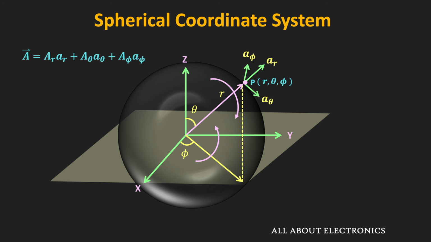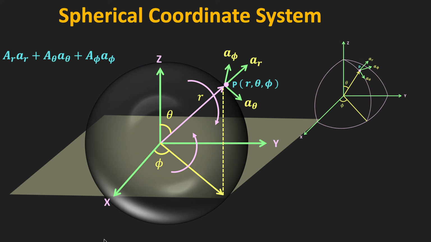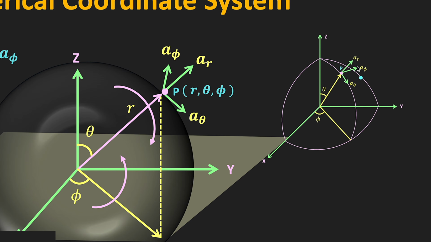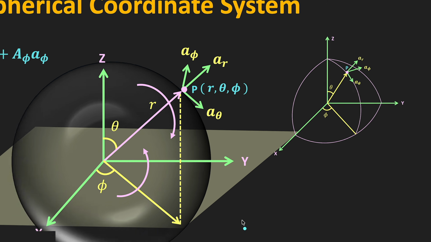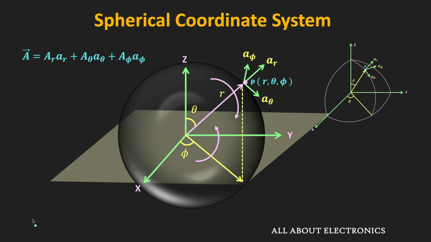The same thing you will be able to visualize better if I just take a slice of this sphere. Now, over here, this is the direction of the a_r, a_theta and a_phi at the given point. As you can see, all three unit vectors are perpendicular to each other, or in other words, they are orthogonal to each other. Since they are orthogonal, their dot product will be equal to 0. That means a_r dot a_theta, a_r dot a_phi as well as a_theta dot a_phi will be equal to 0.